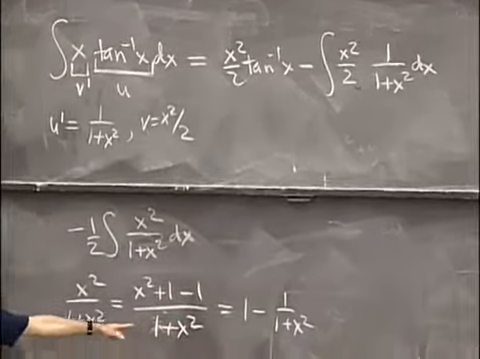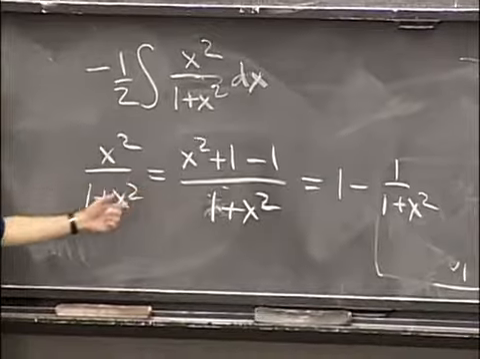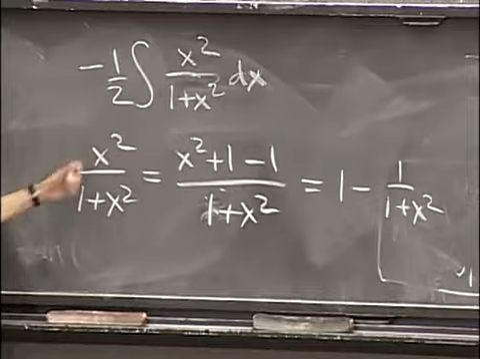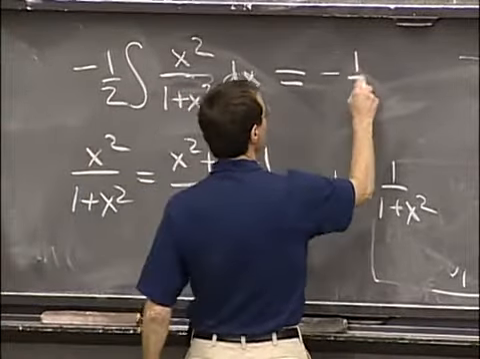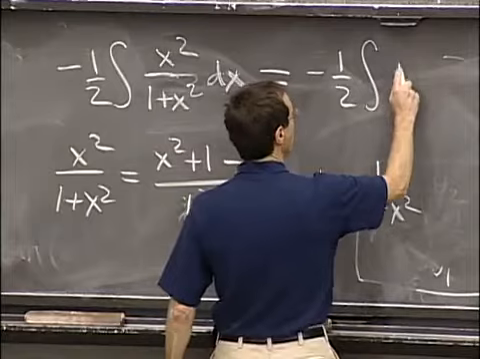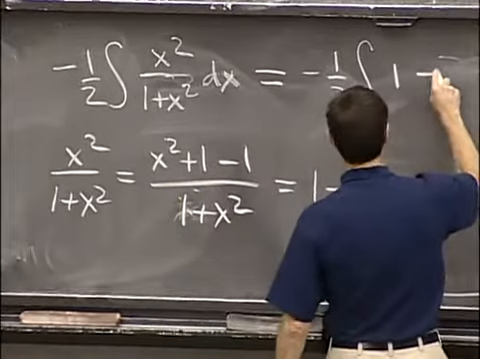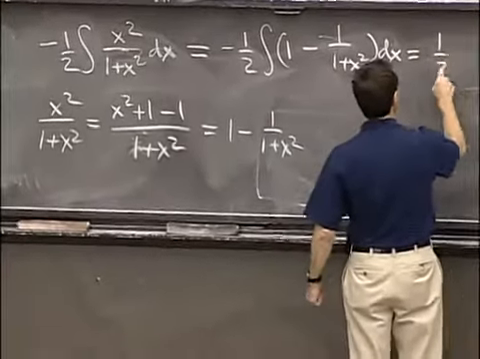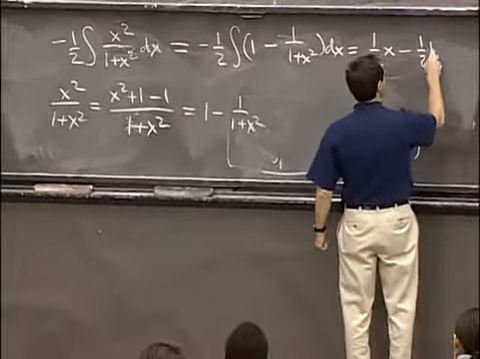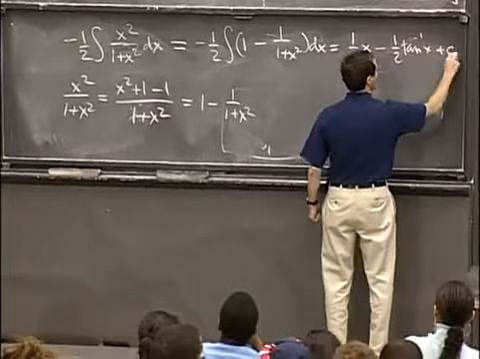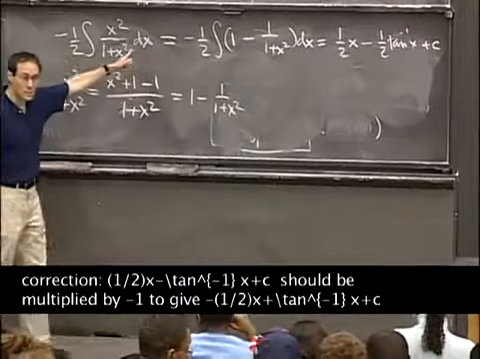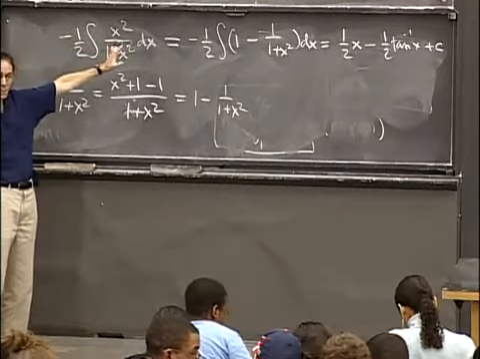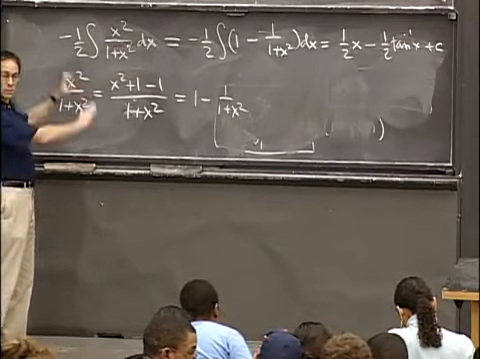So this is the same as long division in this case, because when you divide in, it goes in with a quotient of 1. And so this guy turns out to be minus a half the integral of 1 minus 1 over 1 plus x squared dx, which is a half x minus a half tan inverse x, plus a constant. So this is one extra step that you may be faced with some day in your life. And just keep that in mind.